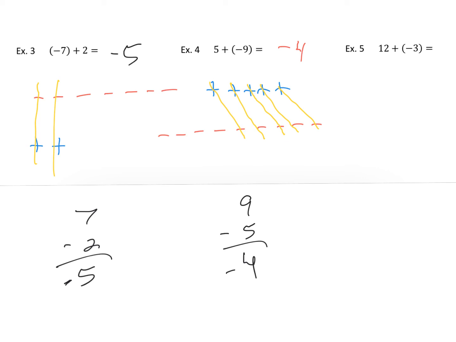Example 5. I'm just going to go ahead and treat it as a subtraction. 12 minus 3 is 9, and I determine whether it should be +9 or -9. The 12 is larger, which is positive, so your answer should be +9.